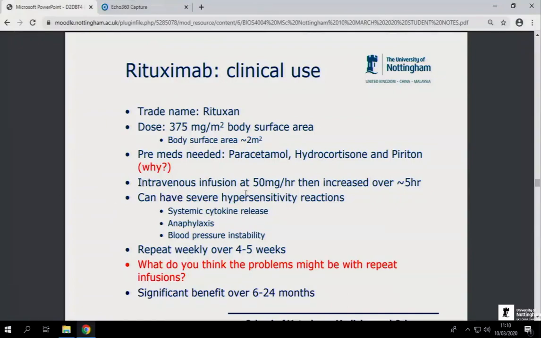You then intravenously infuse it at that dose over about 5 hours or so, and you can get some hypersensitivity reactions, but you can control these. Often blood pressure goes up and then down, and then up and then down. It's very difficult to maintain, so you need to stabilize blood pressure. That's quite easy to do with current drugs. You send the patient away, come back in 5 weeks, do it again, do that 3 to 4 times, and their tumour disappears. It's gone. A significant benefit for 6 to 24 months in most patients. Some of them have been going on for 10, 15 years without any further intervention.